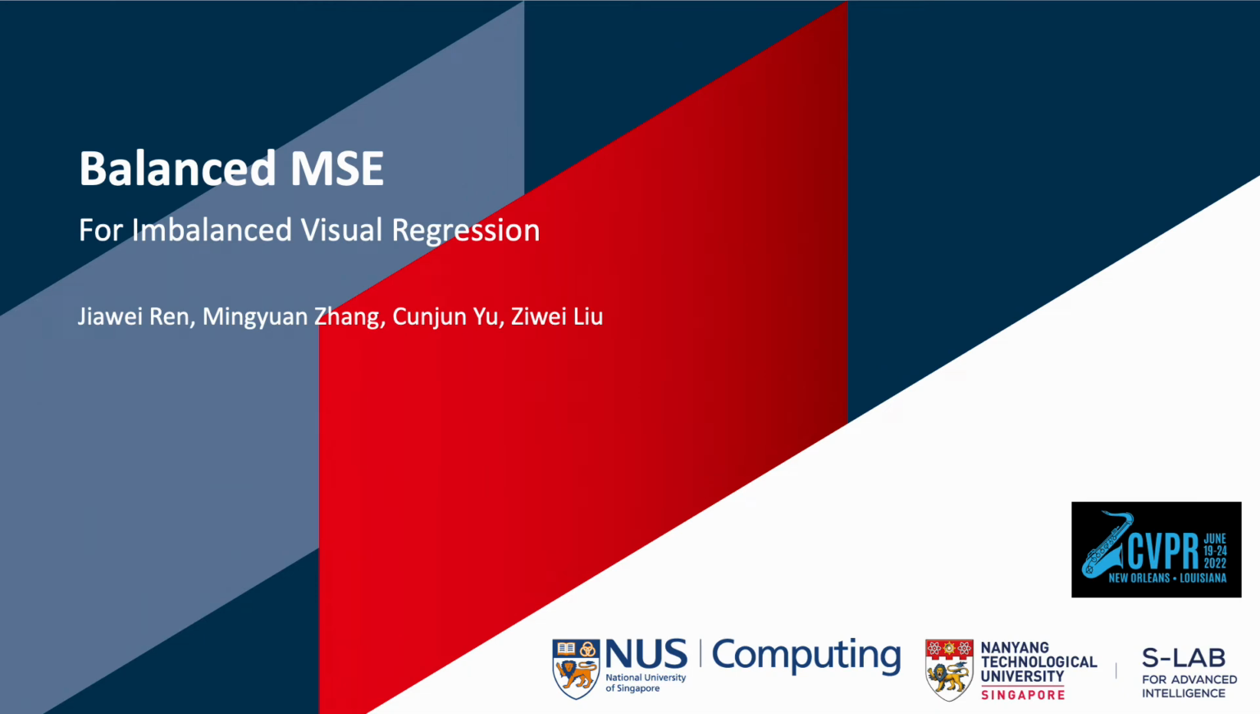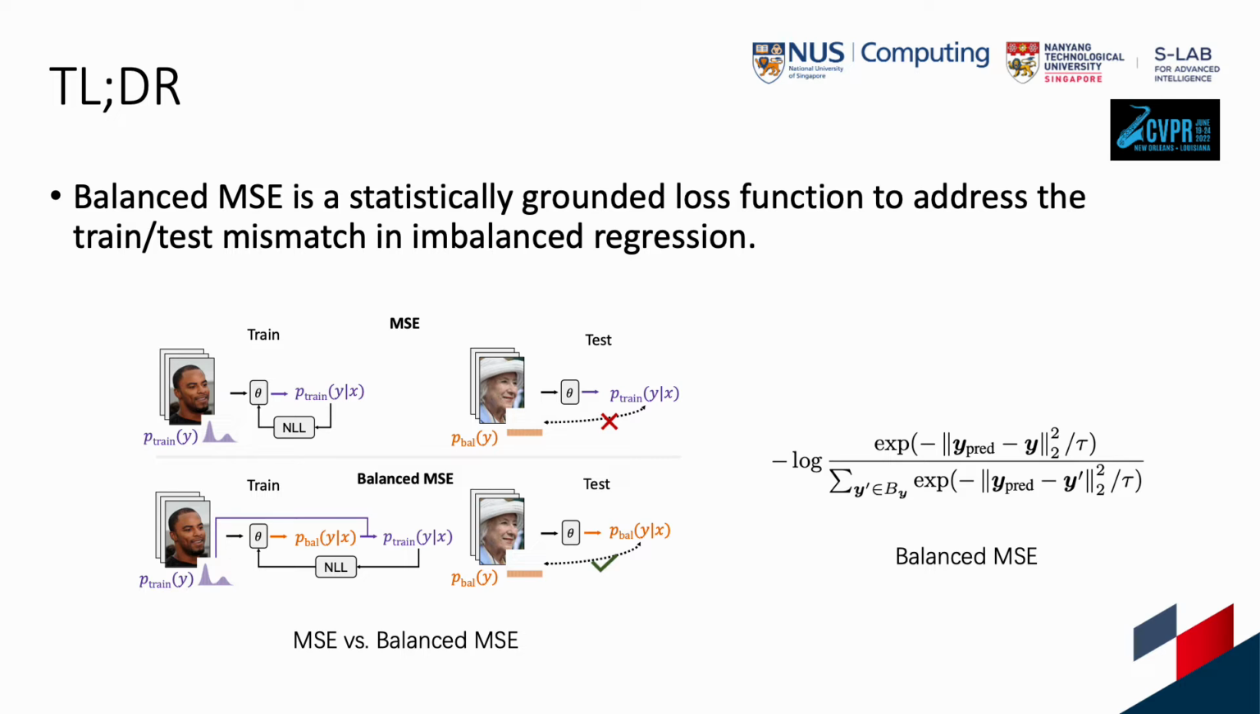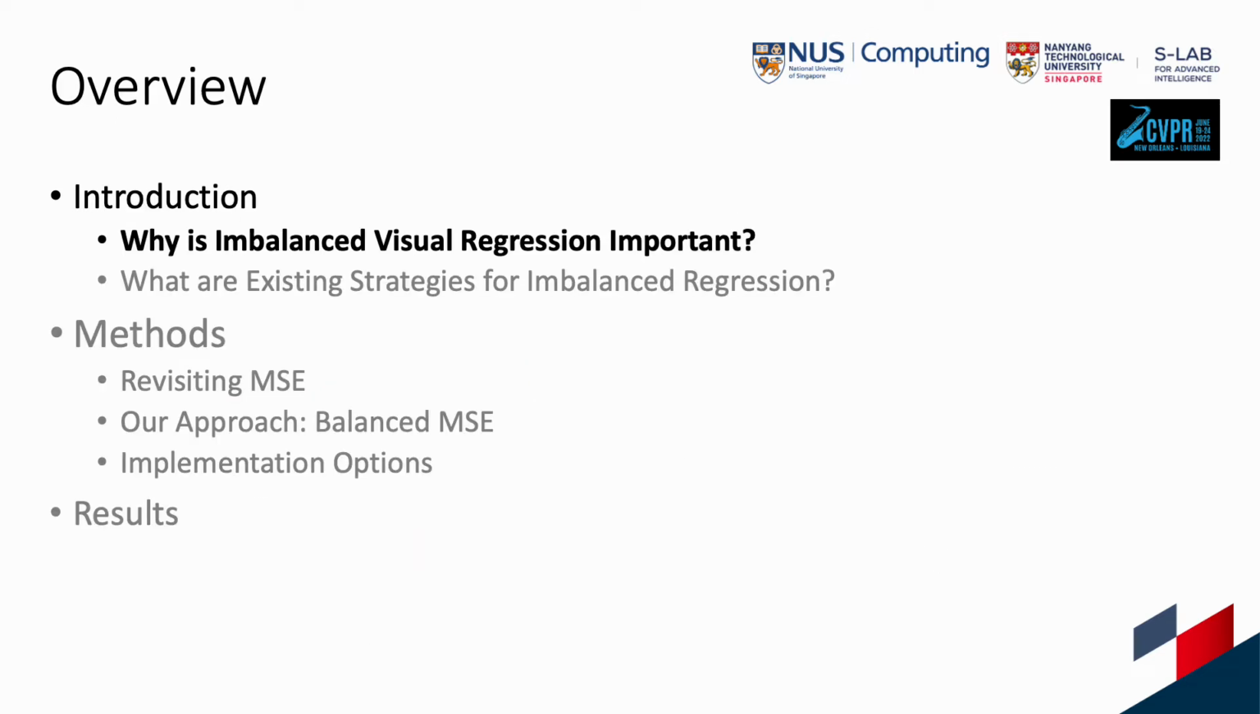In this work, we present balanced MSE for imbalanced visual regression. In short, balanced MSE is a statistically grounded loss function to address the train-test mismatch in imbalanced regression. This is an overview of this presentation.